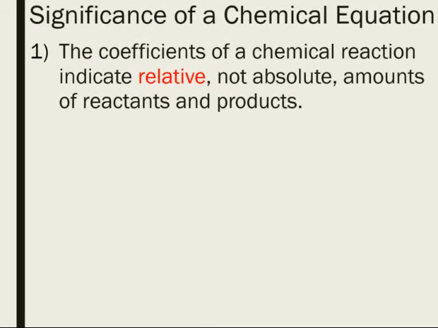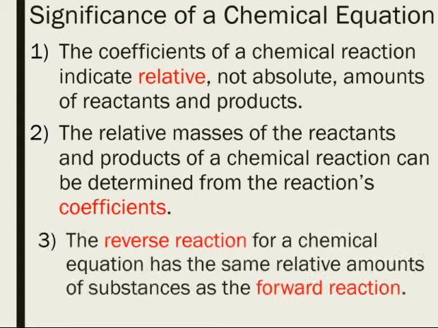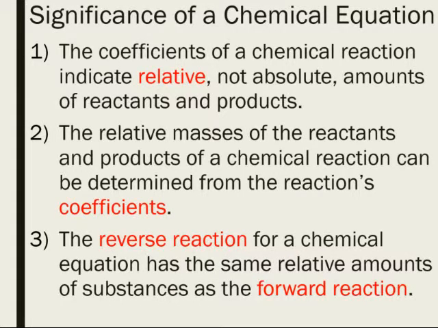All right, why these things are important. The coefficients of a chemical reaction indicate relative, not absolute, amounts of reactants and products. That's relative. Number 2, the relative masses of the reactants and products of a chemical reaction can be determined by the reaction's coefficients. So we'll use the coefficients to help us do those types of calculations. The reverse reaction for a chemical equation has the same relative amounts of the substances as the forward reaction. Just turn the arrow around.